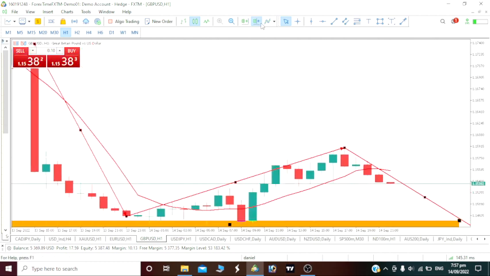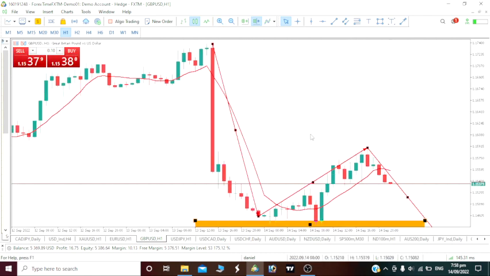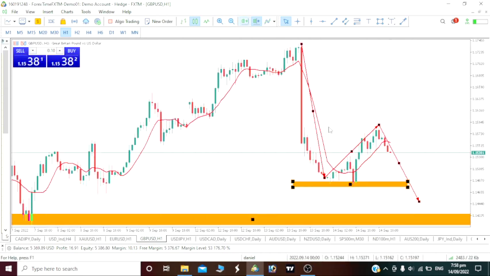Same thing on the 1-hour time frame. On the 1-hour time frame, see this huge impulse move downward. A correction was made, and now we are having another impulse move downward on this 1-hour time frame. So GBPUSD, we are bearish. We should continue to go bearish.